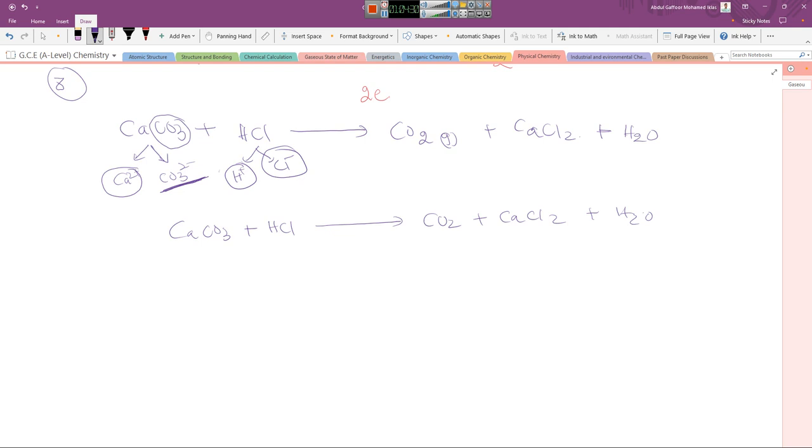Now we will count the number of chlorine in the reactant side and in the product side. In the reactant side we have 1 Cl in HCl, but in the product side we have 2 chlorines in calcium chloride. So we are supposed to multiply HCl by 2. Now we have 2 hydrogen in the reactant side, so 1 water molecule will be formed. If you count the number of oxygen, that also will be equal in the reactant side and the product side. Here we have 3 oxygen, here 2 plus 1, 3. So 3 is equal to 3. The reaction is balanced.